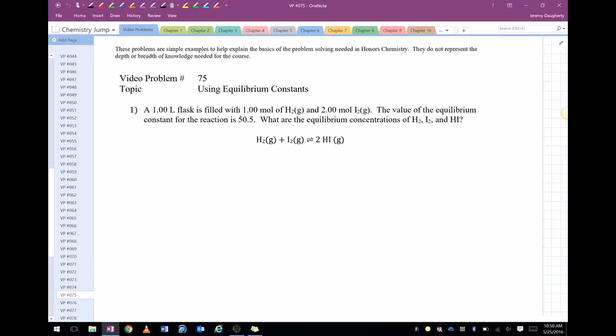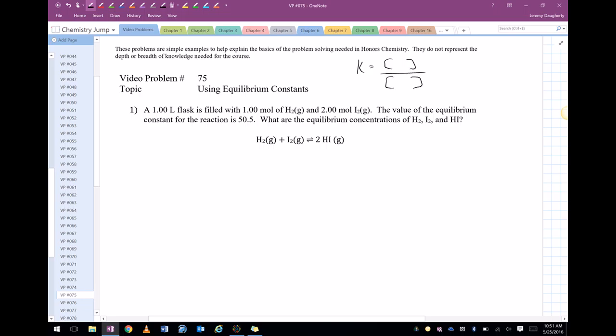Video problem 75, using equilibrium constants. So let's take a look at what we have. A 1 liter flask is filled with 1 mole of hydrogen and 2 moles of iodine. Let me talk about that real quick. Remember, in your equilibrium, it's concentrations, right?